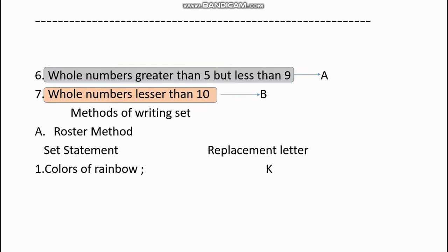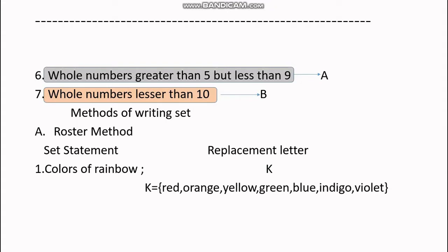Okay, colors of the rainbow. Diba? We replace it with letter K. So replacement letter, letter K. So this is set K. So to write this in roster method, this is how. Okay. K, then observe the symbol of set. Then you write down all the elements of the colors of the rainbow, which are 7 in all: red, orange, yellow, green, blue, indigo, and violet.